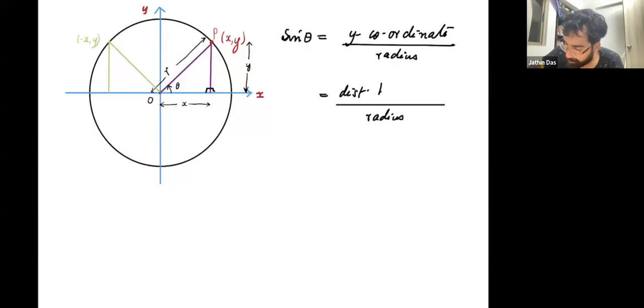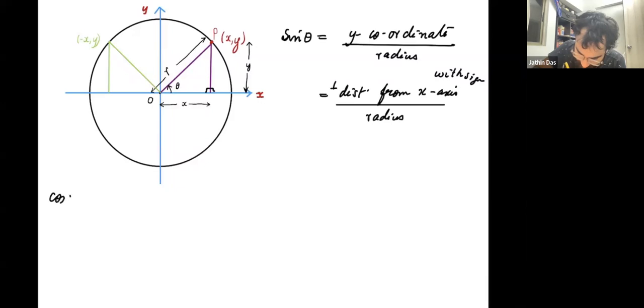Perpendicular distance from the x-axis with sign. Just to make you understand, otherwise y coordinate by radius is the actual definition.